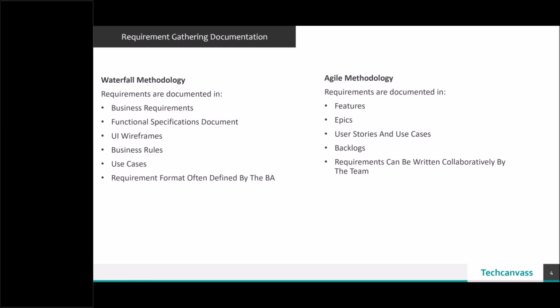Again, having said that, in the waterfall methodology, mostly unless a particular organization is certified by ISO, or there is a body, a department, which is controlling the documentation standards and everything, then yes, you will have defined templates to write down the functional specifications document.